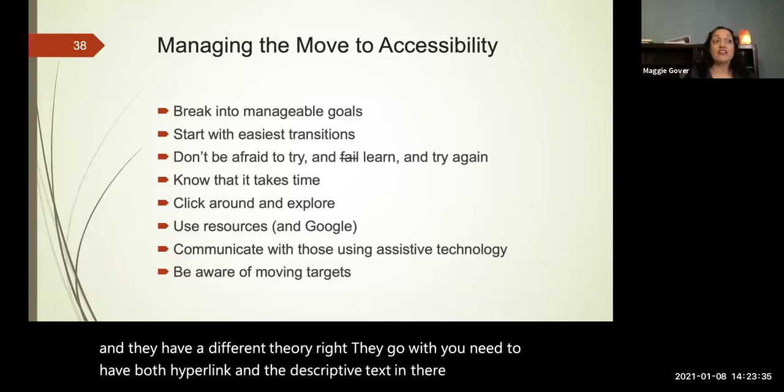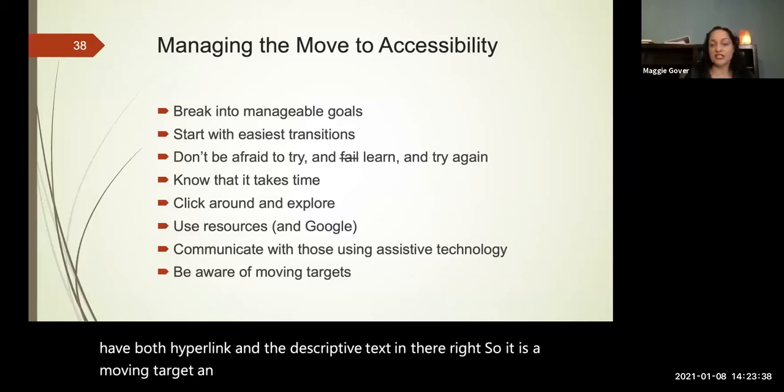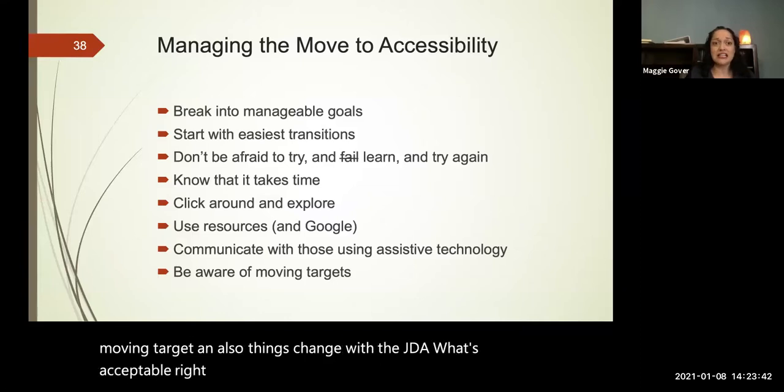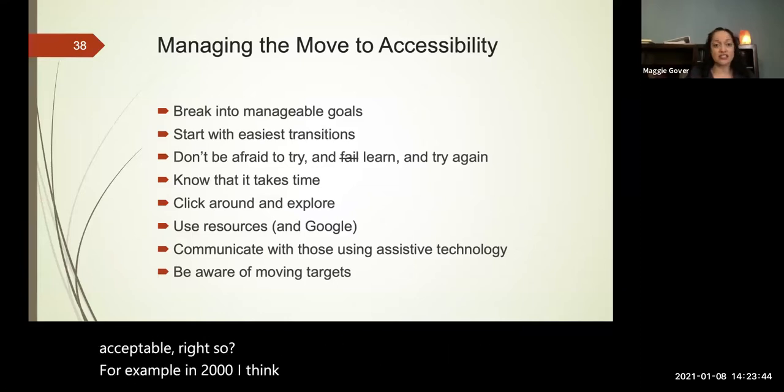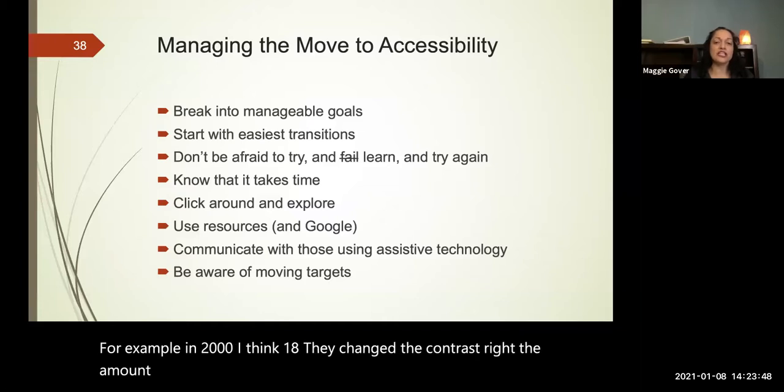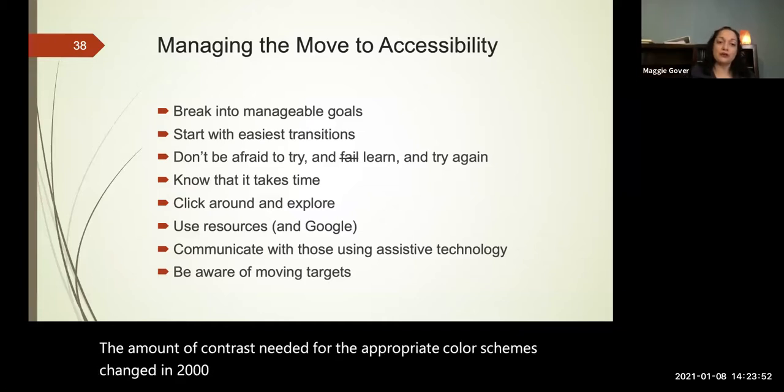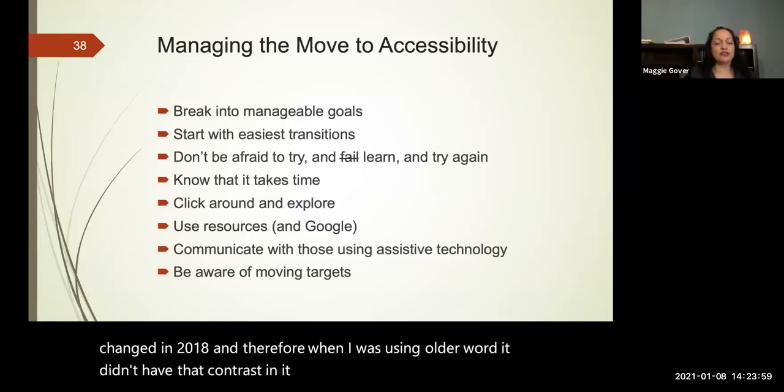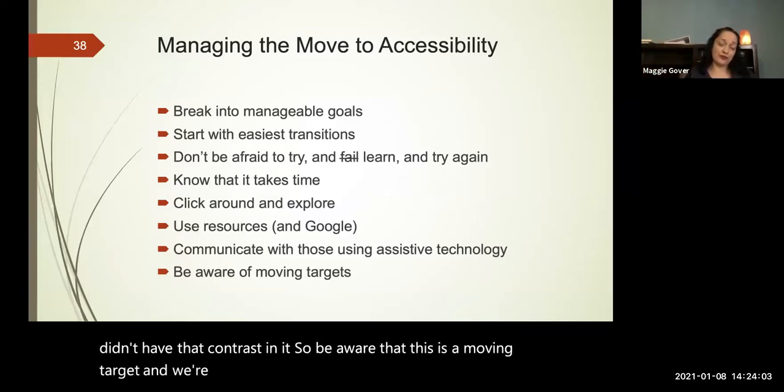And also things change with the ADA, what's acceptable, right? So for example, in 2018, they changed the contrast, right? The amount of contrast needed for the appropriate color schemes changed in 2018. And therefore, when I was using older Word, it didn't have that contrast in it. So be aware that this is a moving target and we're constantly getting new guidelines and people have different schools of thought on this.